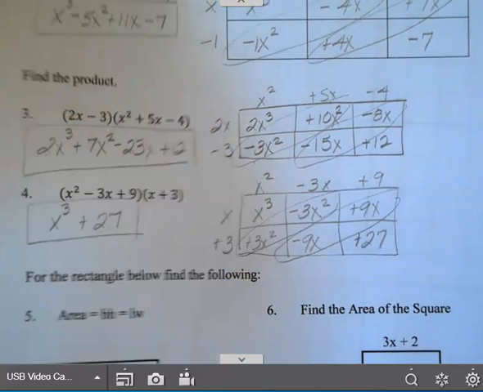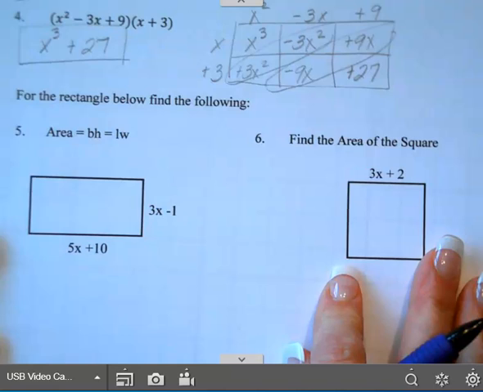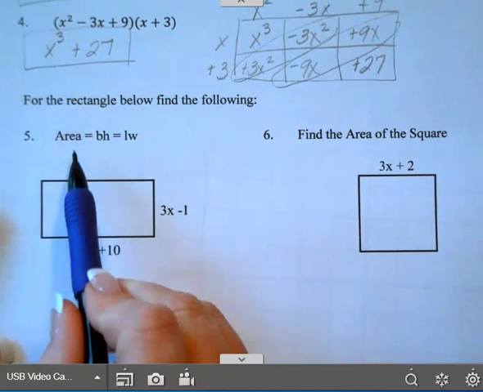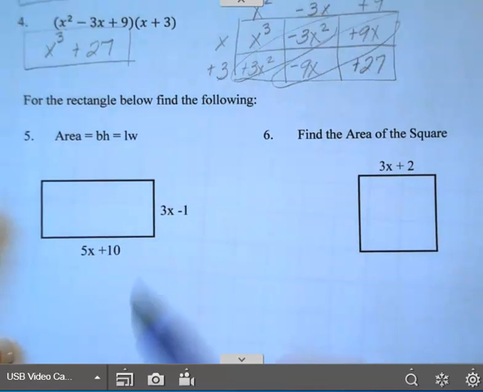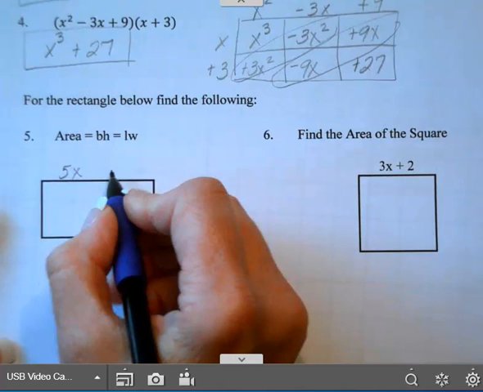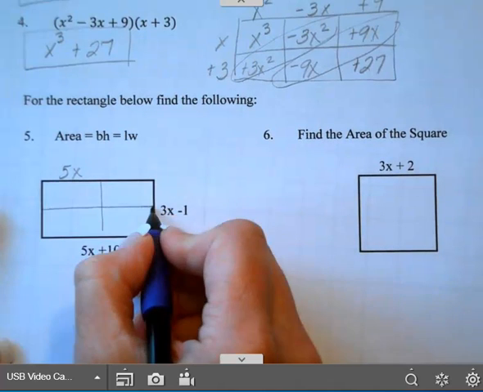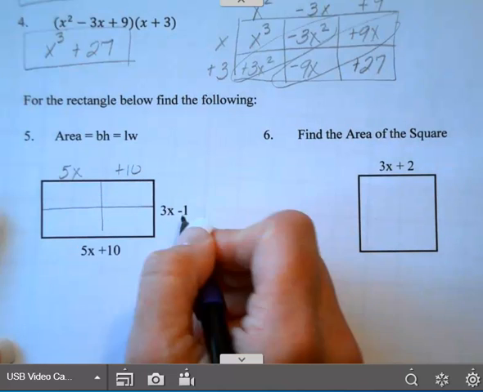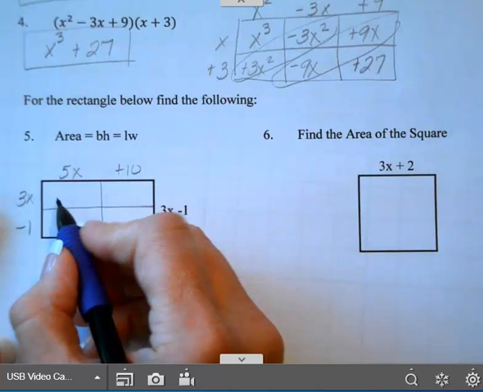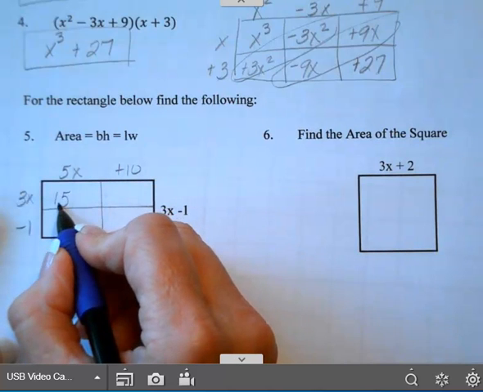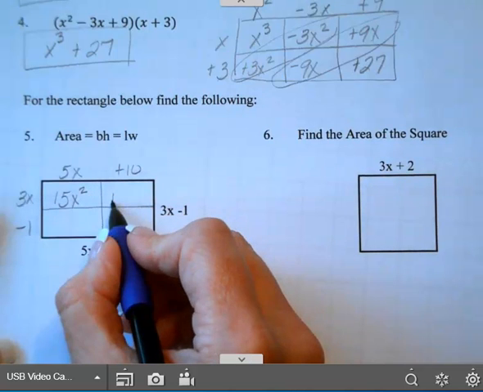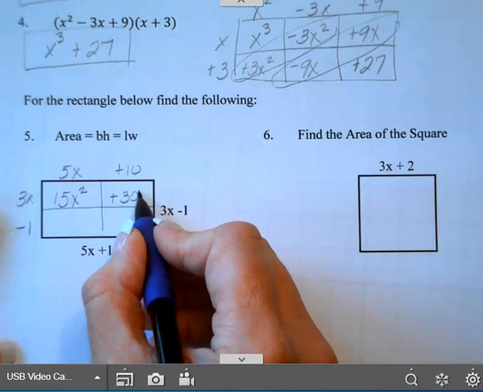Two more problems. I've got a couple from geometry. If I want to find the area of this rectangle, I'm going to go ahead and I'll even use this. I've got the 5x plus 10, and I'm going to make my boxes for that. And then the 3x and the minus 1. This box is 15x squared. The next box is plus 30x.